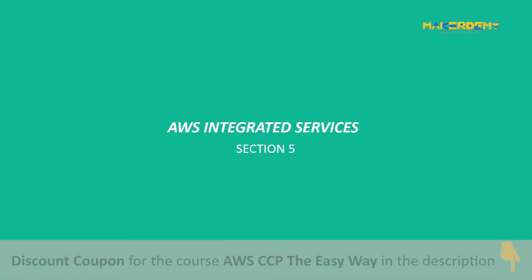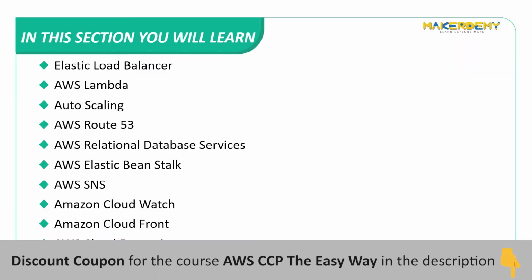Section 5: AWS Integrated Services. In this section, we will learn the following topics: Elastic Load Balancer, AWS Lambda, Auto Scaling, AWS Route 53, AWS Relational Database Service, AWS Elastic Beanstalk, AWS SNS and SQS, Amazon CloudWatch, Amazon CloudFront, AWS CloudFormation.